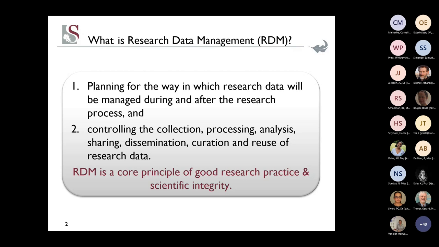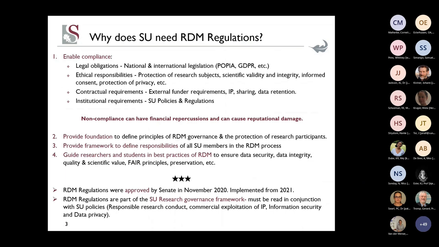The question that we often get is, why does Stellenbosch University need these regulations? Like Cornelia said, we need to comply with specific national and international legislation and other requirements. She already mentioned the COPPIA and the GDPR. We also have ethical responsibilities, so we need to protect our research participants and their privacy, and we must obtain informed consent where relevant and ensure scientific validity and integrity.